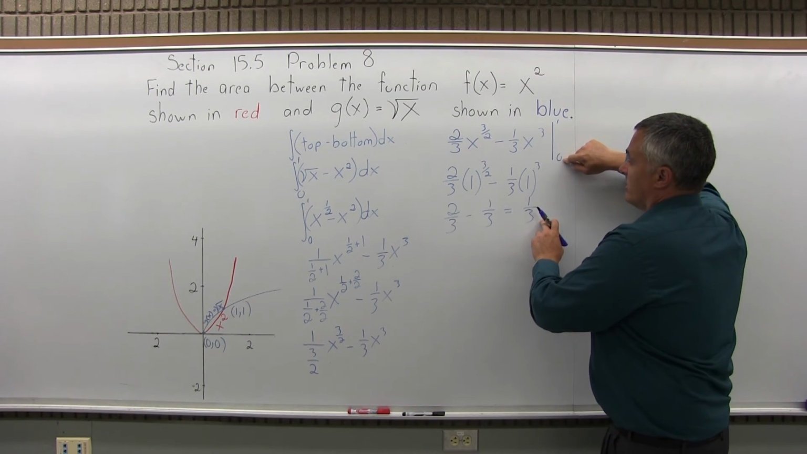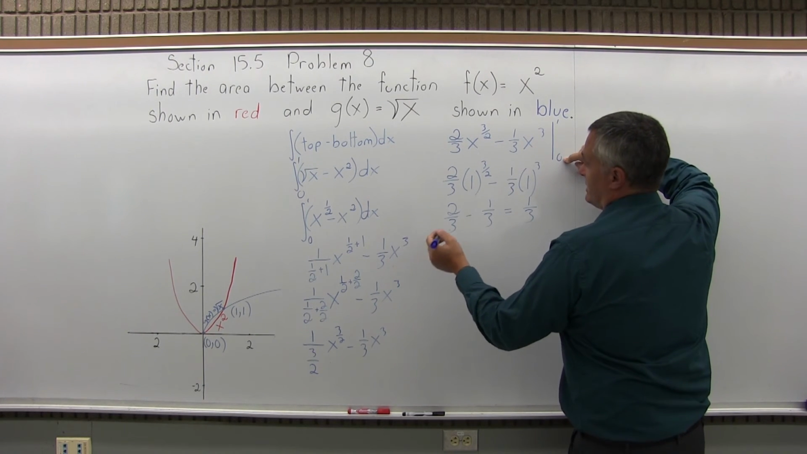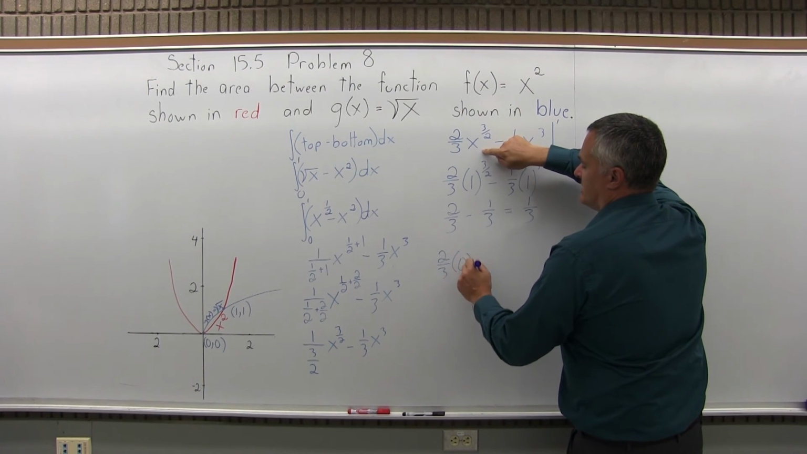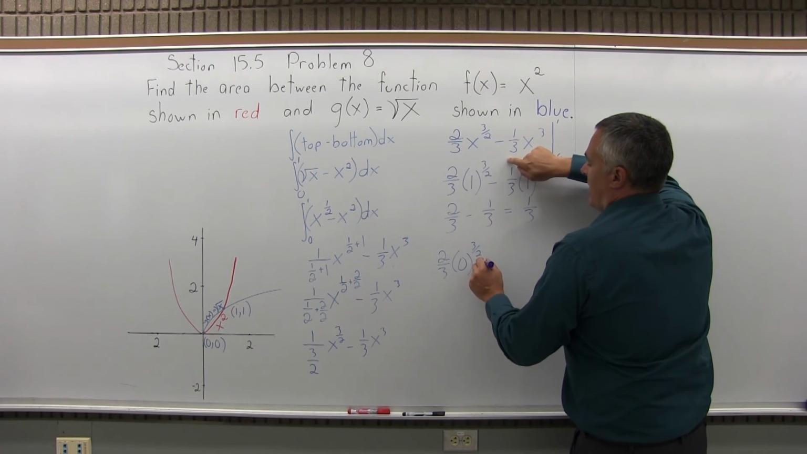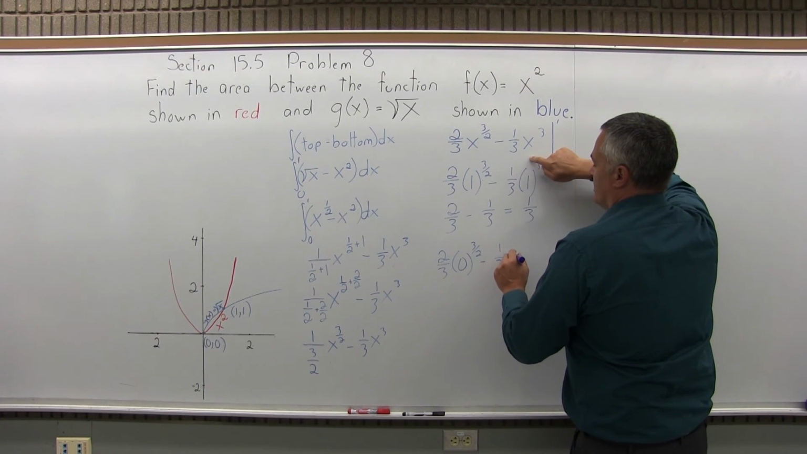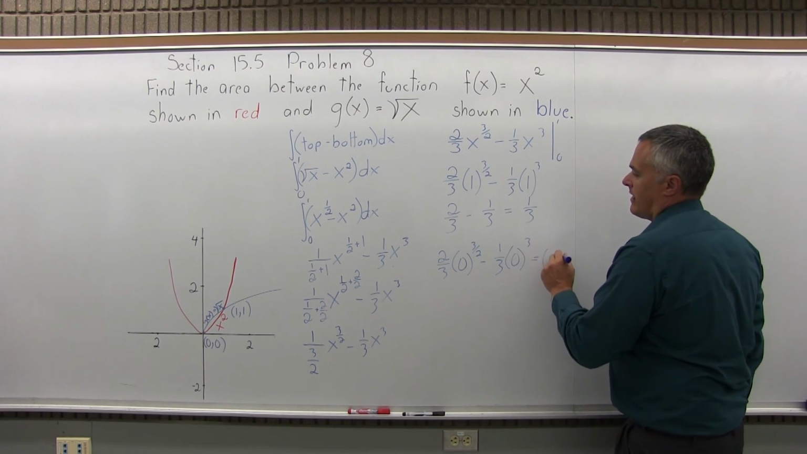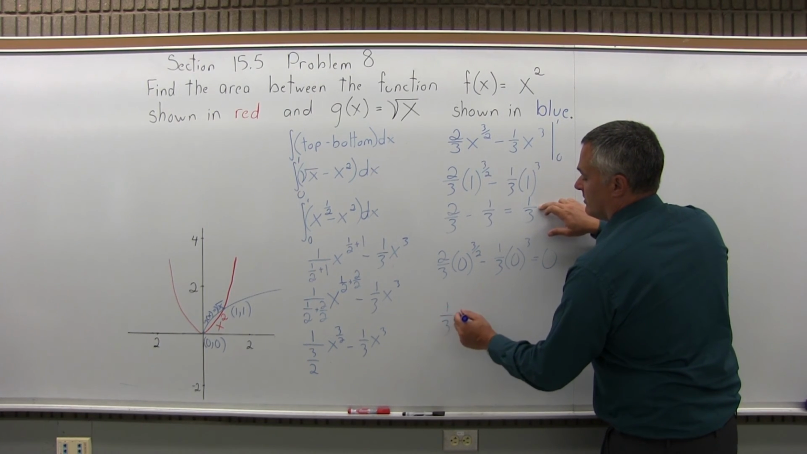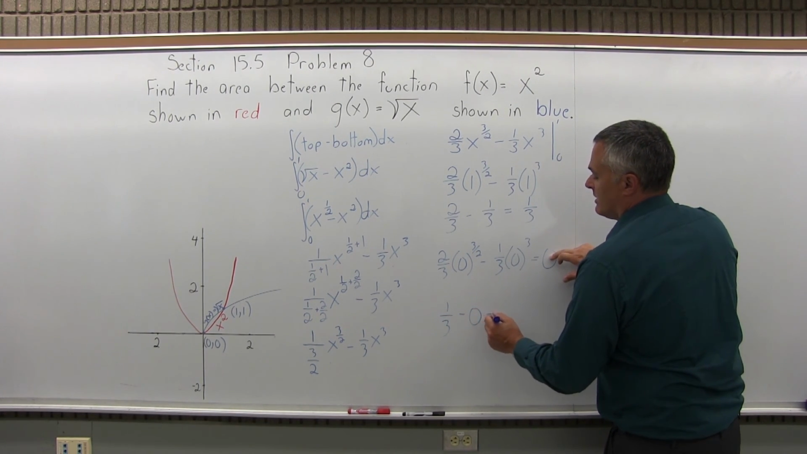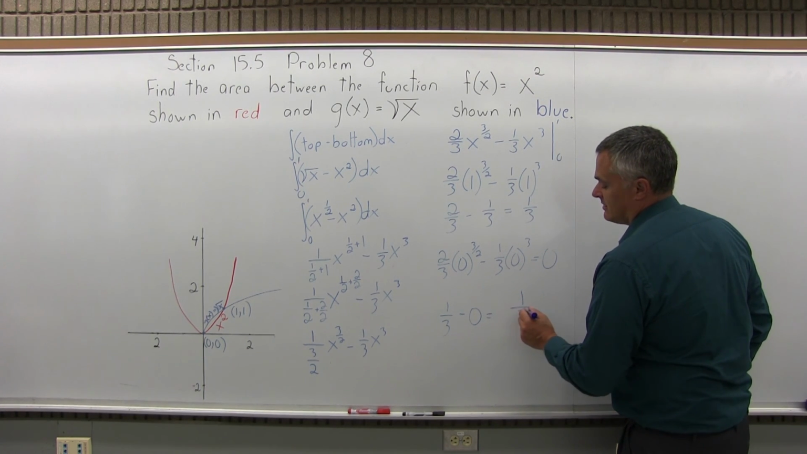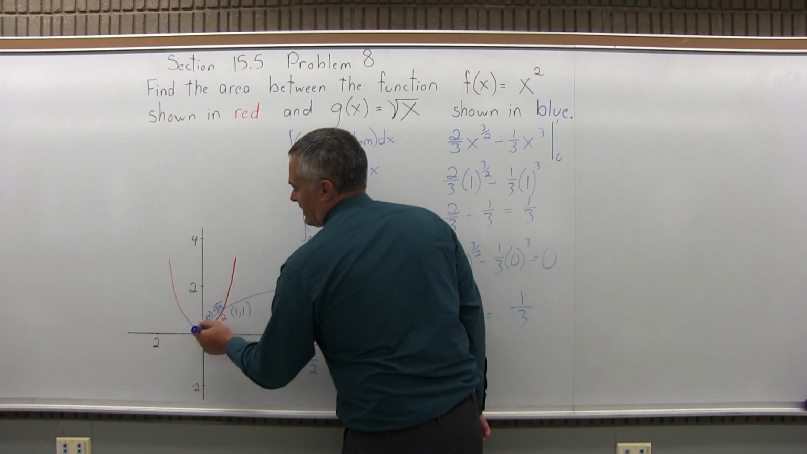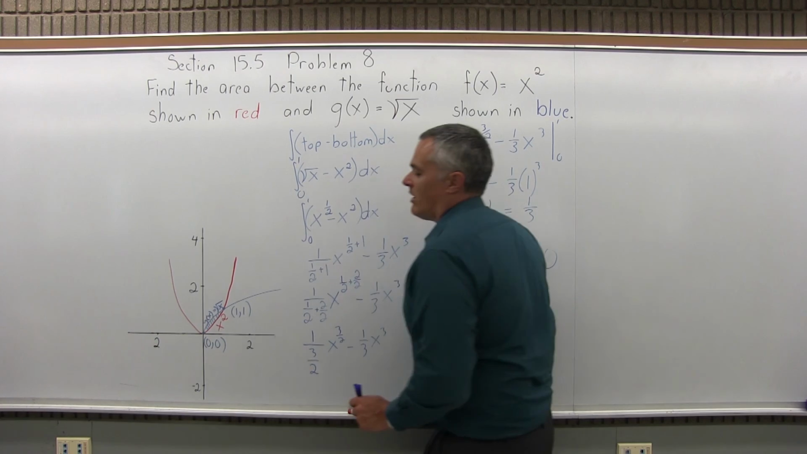Now I'm going to plug in the lower limit of integration for x, which would be very easy. I'm going to get a 0. 2/3 x to the 3/2 will become 2/3 times 0 to the 3/2 minus 1/3 times 0 cubed. It's just 0. And now the last step is subtract the 1/3 I got from step 2 minus the 0 I got from step 3. Because of the 0, the math is very easy. 1/3 minus 0 is 1/3. So the area here trapped between the red and the blue graphs is an area of 1/3.